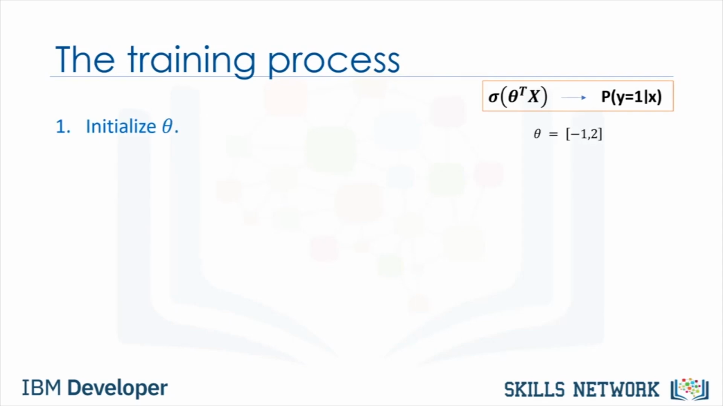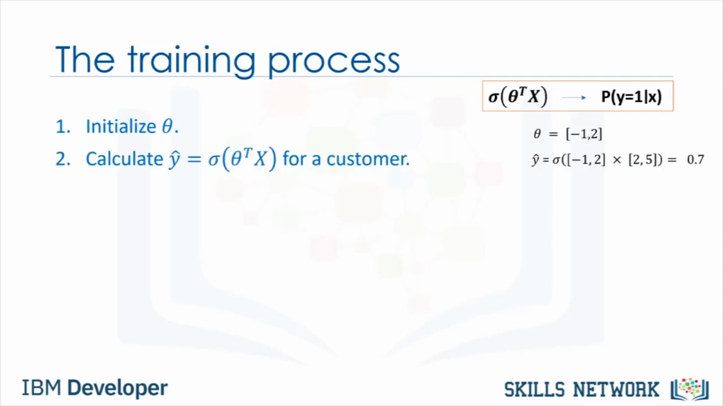Step 1. Initialize the theta vector with random values, as with most machine learning algorithms, for example, -1 or 2. Step 2. Calculate the model output, which is sigmoid of theta transpose x, for a sample customer in your training set. X in theta transpose x is the feature vector values, for example, the age and income of the customer, for instance, 2 and 5. And theta is the confidence or weight that you've set in the previous step. The output of this equation is the prediction value, in other words, the probability that the customer belongs to class 1.